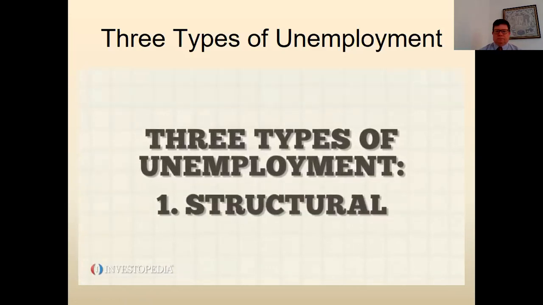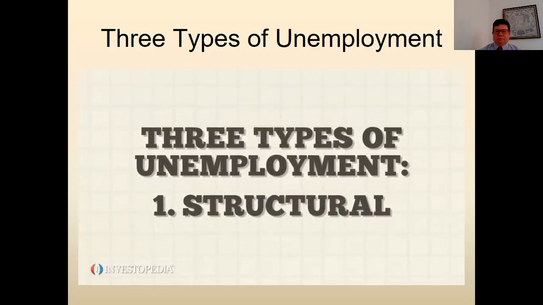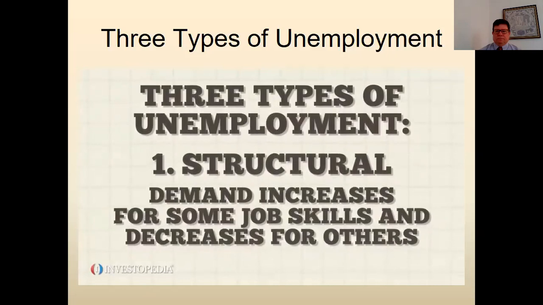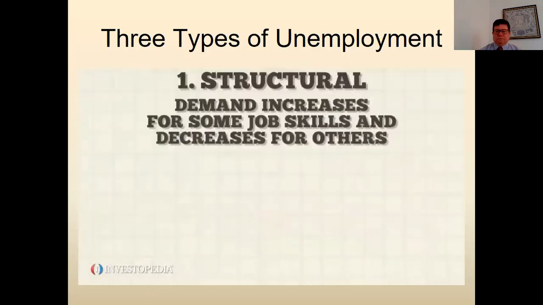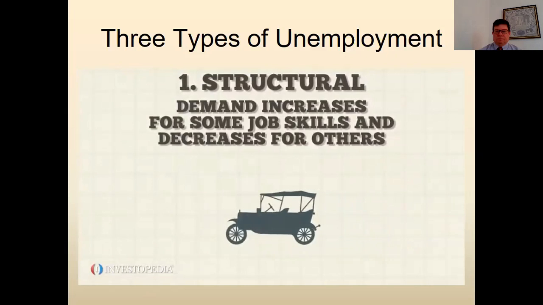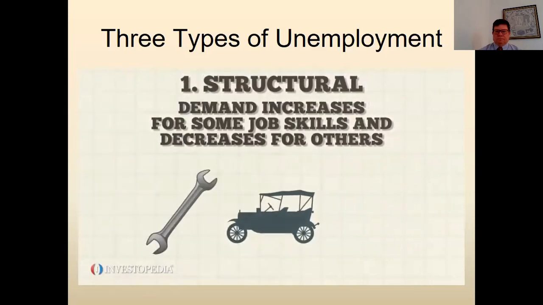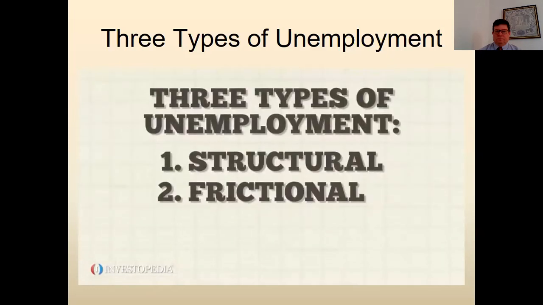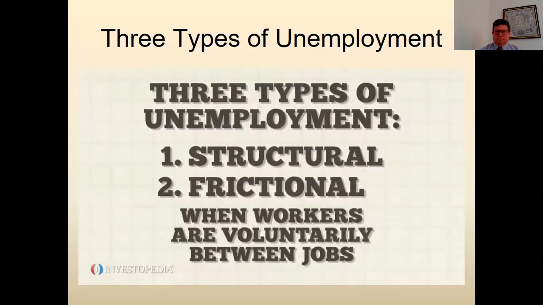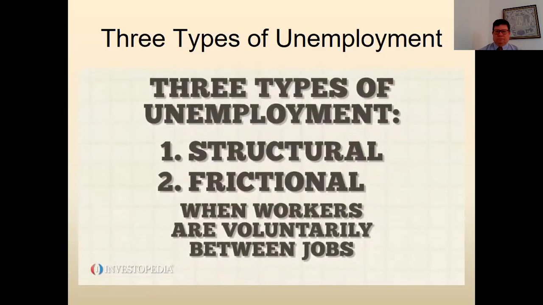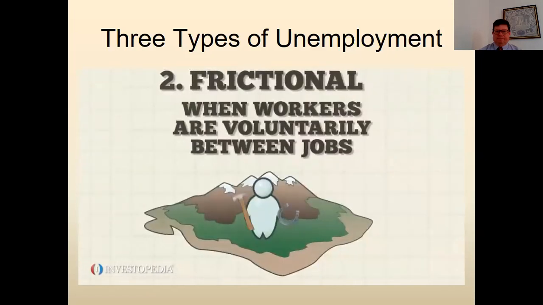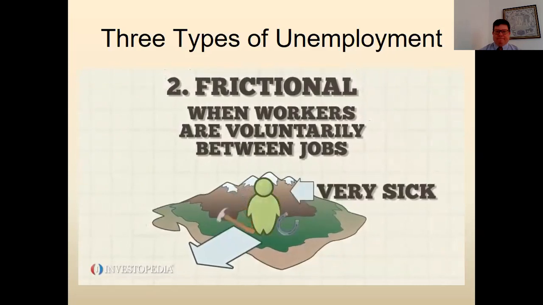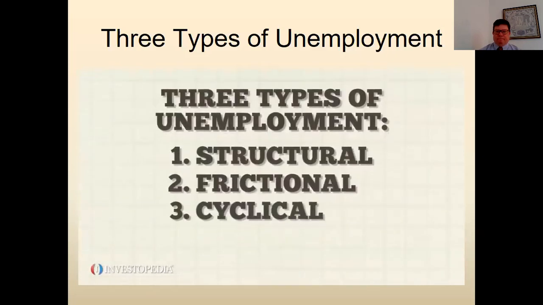1. Structural unemployment. Changes occur in market economies such that demand increases for some job skills and decreases for others. For example, the invention of the automobile increased demand for automobile mechanics and decreased demand for horseshoe makers. 2. Frictional unemployment. This occurs when workers are voluntarily between jobs. This can take time as the individual searches for a better job, a new location, or other factors that can delay employment. 3. Cyclical unemployment.